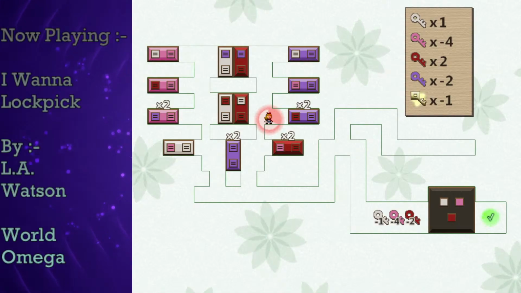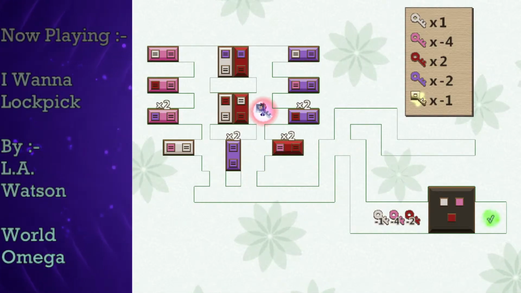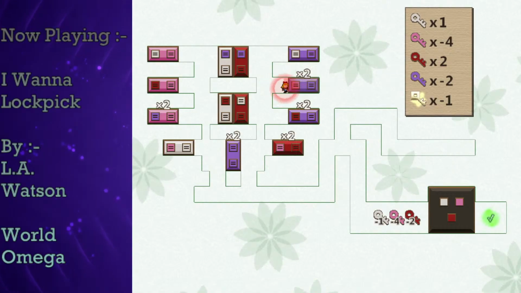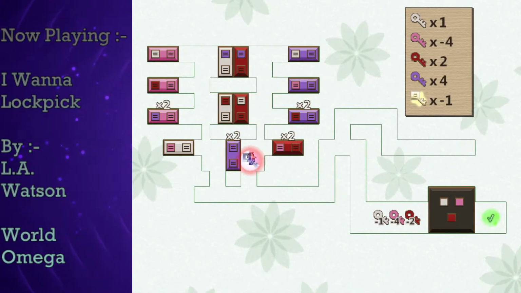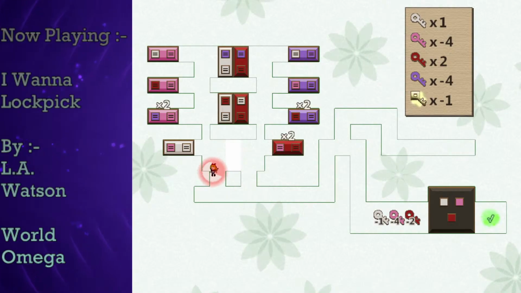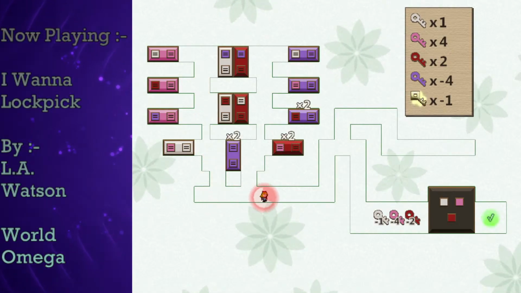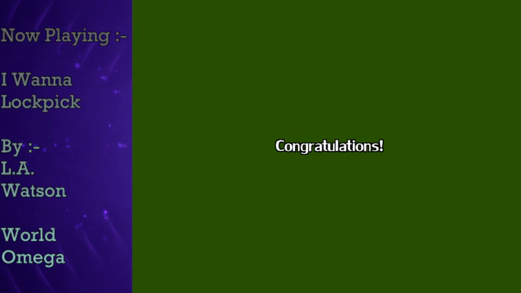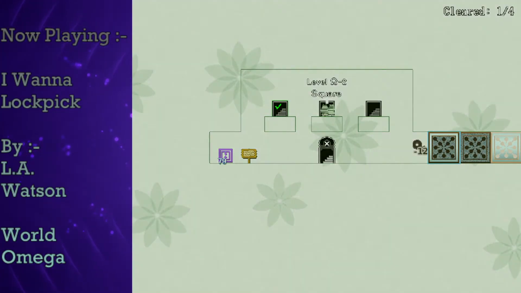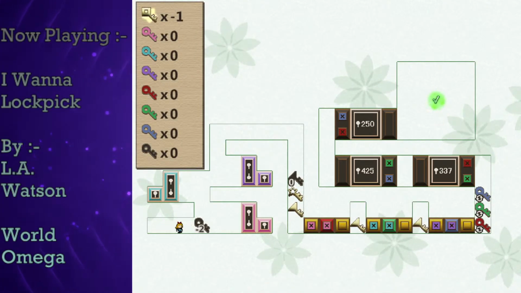Got 2 here. Now got 4 here. -4 here. And boom. 1, 4, 2. Nice. Solved it. Omega dash 2 square. Let's do this.